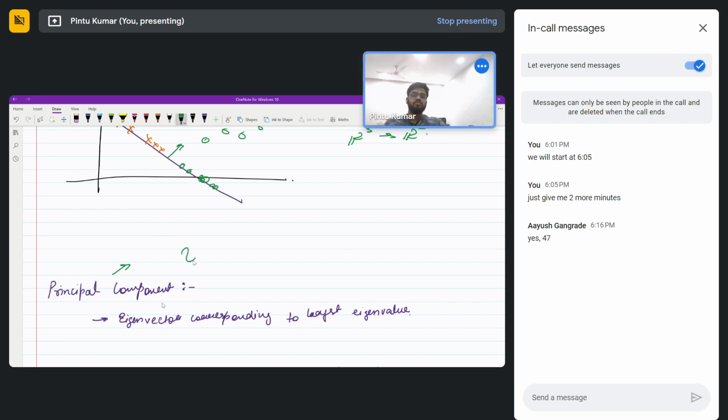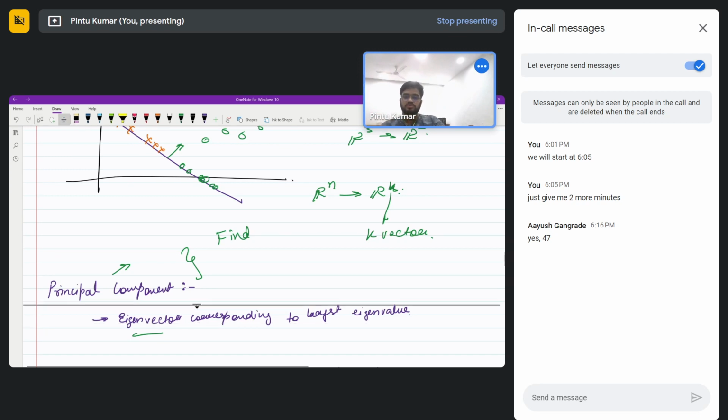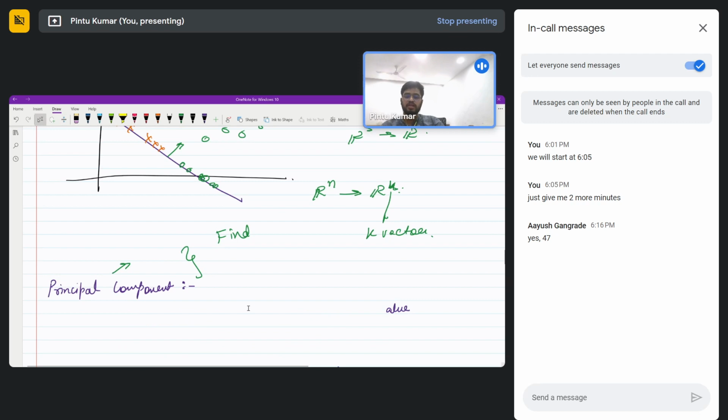So the job of principal component analysis is this: let's say you have some Rn dimensional data point and you want to project it to some Rk. The point is that you have to find k vectors on whose span you project this point, and then you are good to go. So that's the whole question: what are those k vectors that you can obtain? That is very elegantly given by principal component analysis.